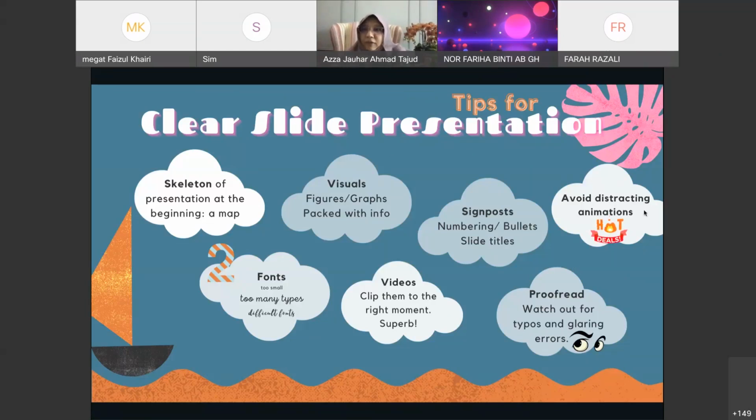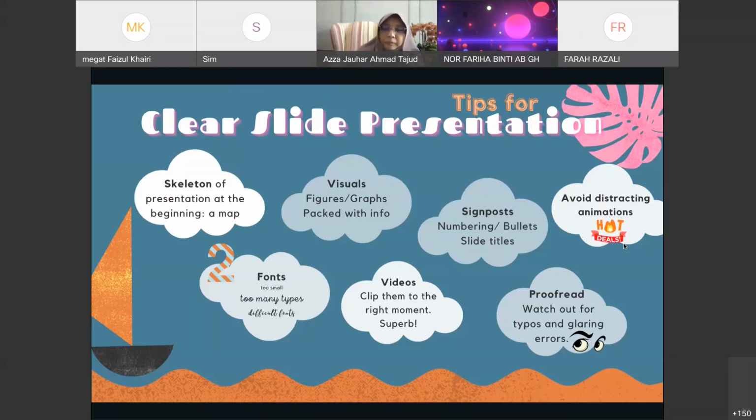Okay, avoid distracting animations. I always get this with my postgraduates from abroad, especially from Africa. Okay, yeah, African region lah. Diorang selalu suka guna animation yang gerak-gerak. You know, it's not really good in academic presentation. So try to avoid animations like this, because they will actually sidetrack what you try to present. Orang tengah present kat sini, dia sibuk dah tengok the animation kat sini. So you need to control that by not using distracting animations.